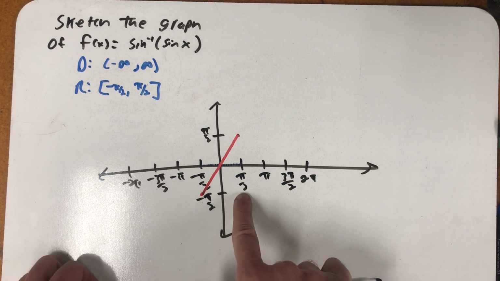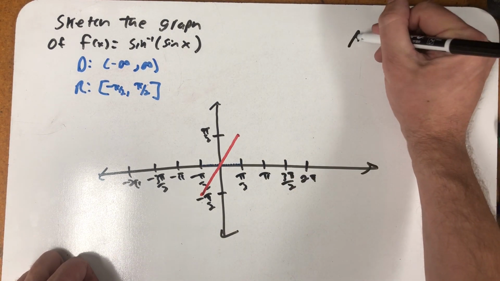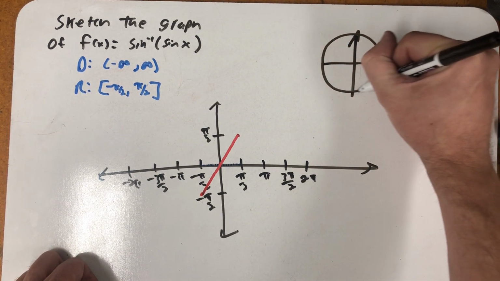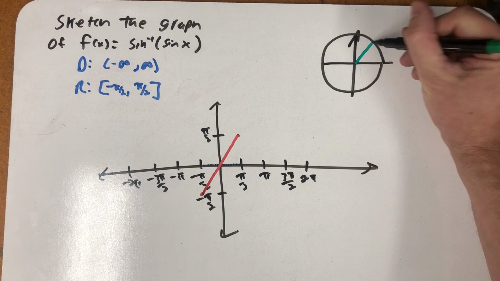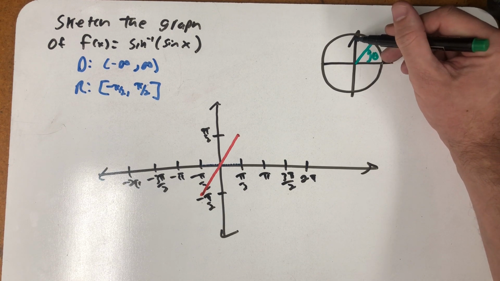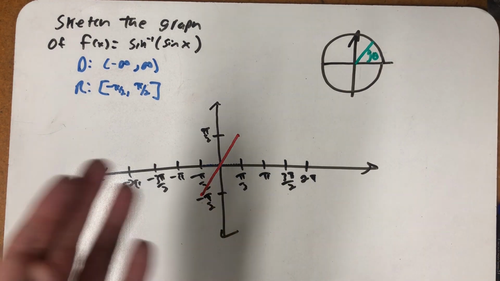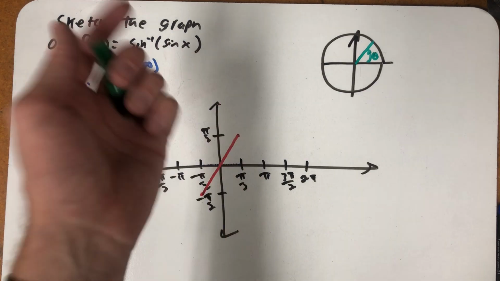So now let's imagine the angles between positive pi halves and positive pi. If I think about this function composition in the first quadrant, it was really boring. Sine takes an angle to a y-coordinate, inverse sine takes that y-coordinate back to the angle. And in the first quadrant, there are no problems. I get the angle back I started with. So this just equals x.